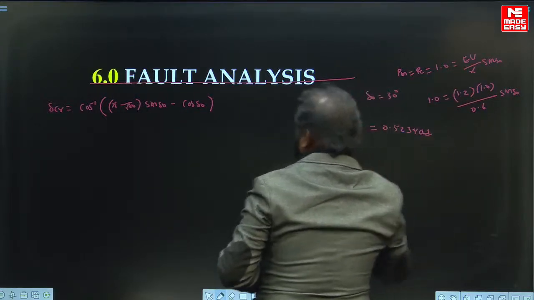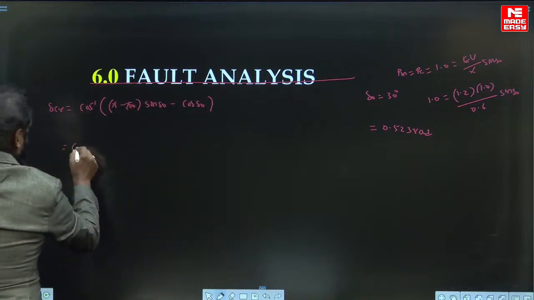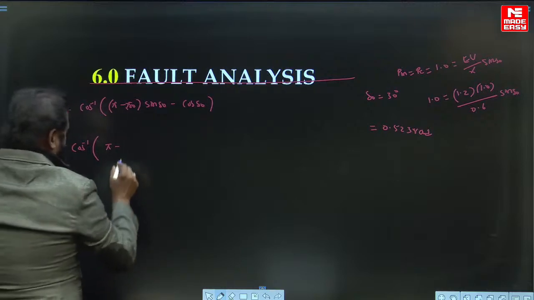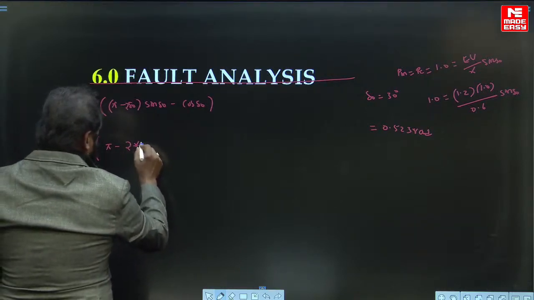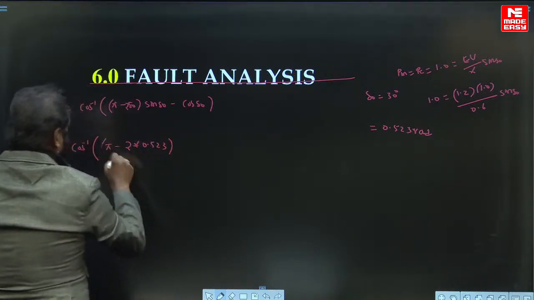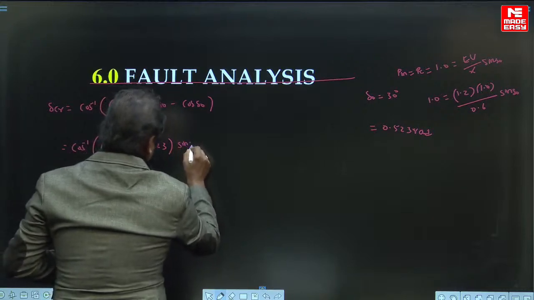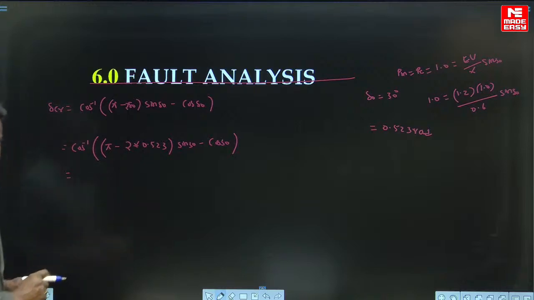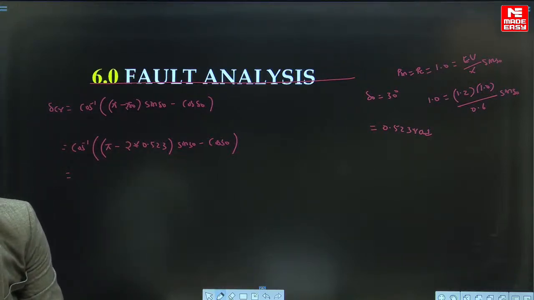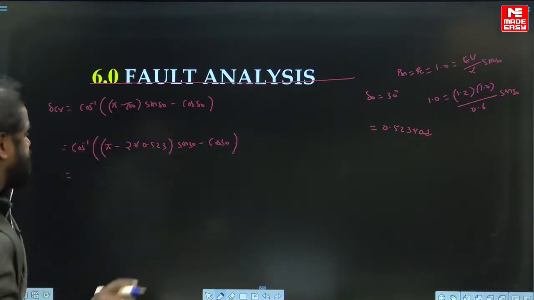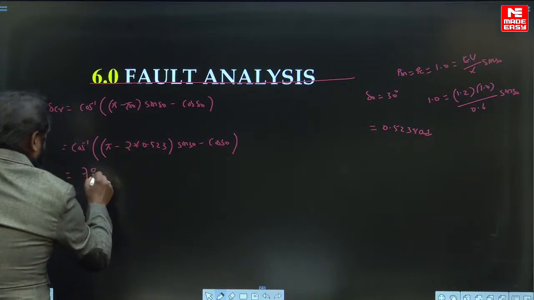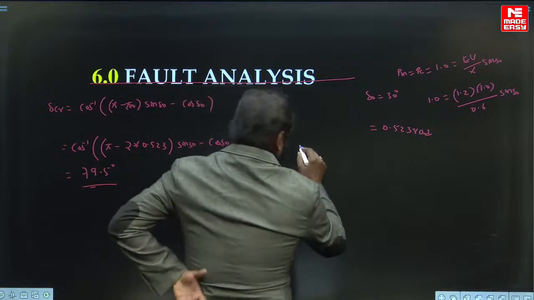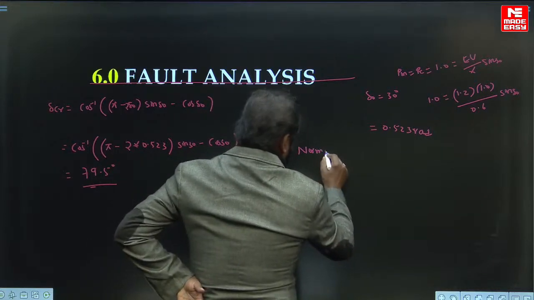Time is running, that is the reason I am in a little bit of a hurry. Cos inverse of pi minus 2 into delta naught, meaning 0.523, into sin 30 minus cos 30. So this comes around 79.5 degrees. You can understand one thing: for normal operation, what is delta naught?